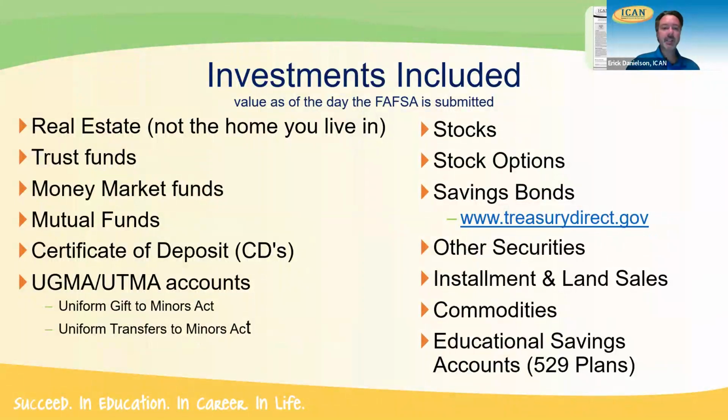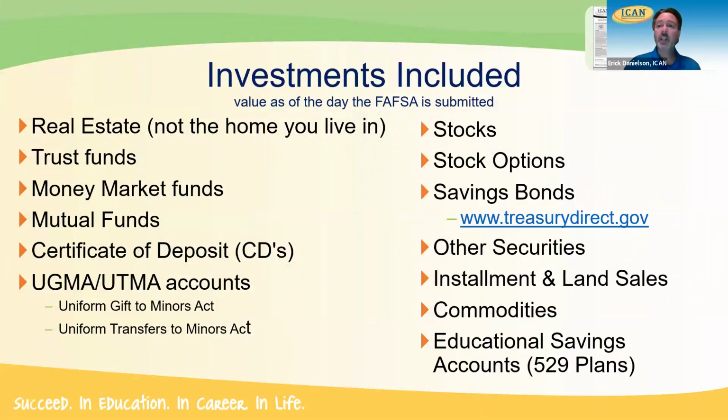I should mention at this time UGMAs and UTMAs, and then 529 plans at the very bottom. Those are accounts that are included, but when we have a student and parent, which side do they go on? UGMAs and UTMAs, the way that they're set up, would go on the student side. They are considered the student's investment, even if they can't touch it right away. The way they're set up, the student is still considered the owner of those accounts. With 529 plans, the student is the beneficiary. So if you're a parent, you're the account owner and the student's the beneficiary, it goes on your side.